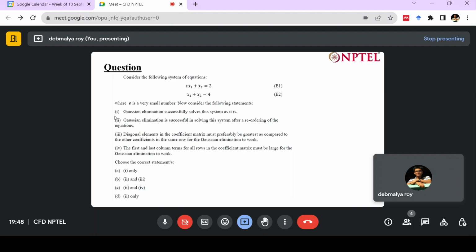Two and three. Two and three. Why, can you explain? Gaussian elimination is successful when epsilon tends to 0. Yes. When we divide it during forward elimination, it will tend to an infinity term, the second term. So a small number is very difficult to divide.